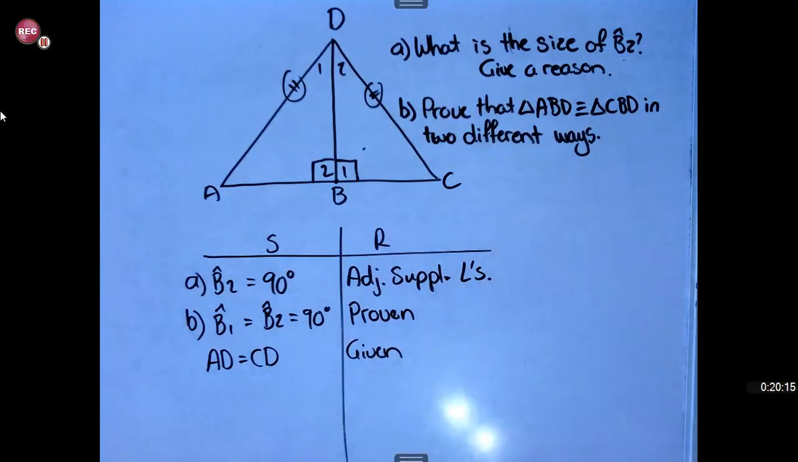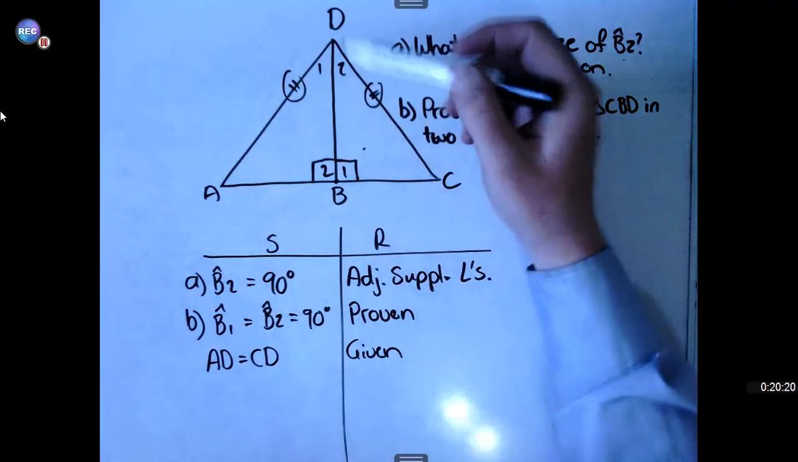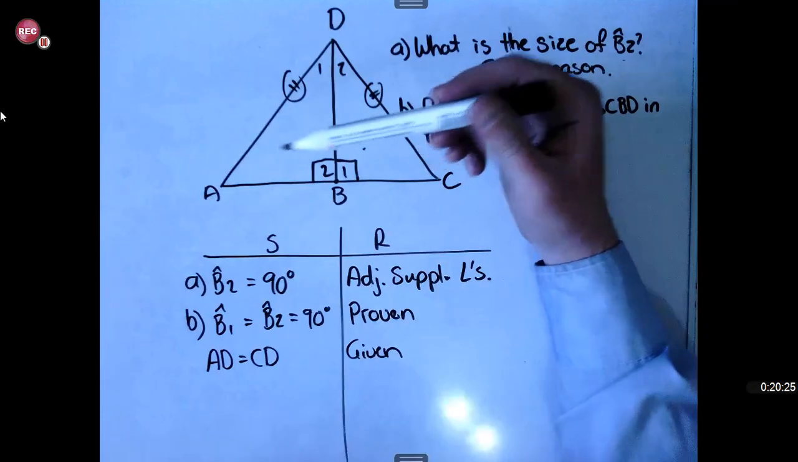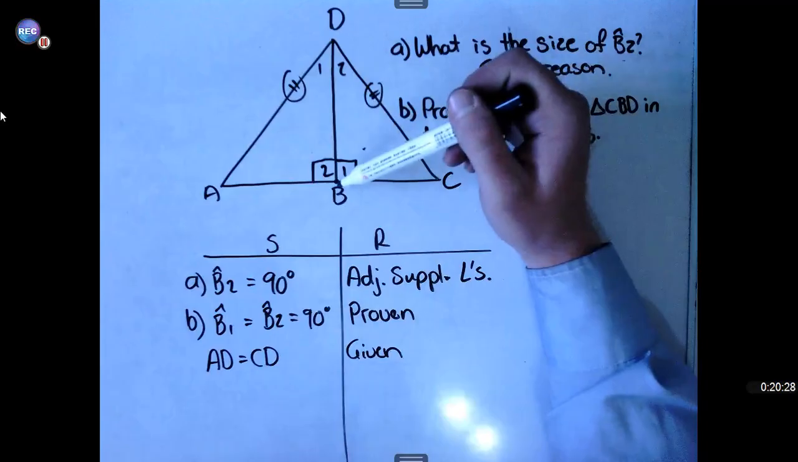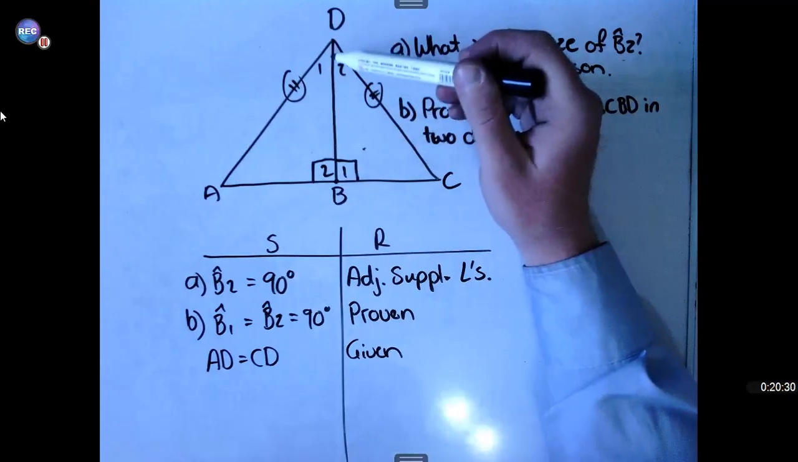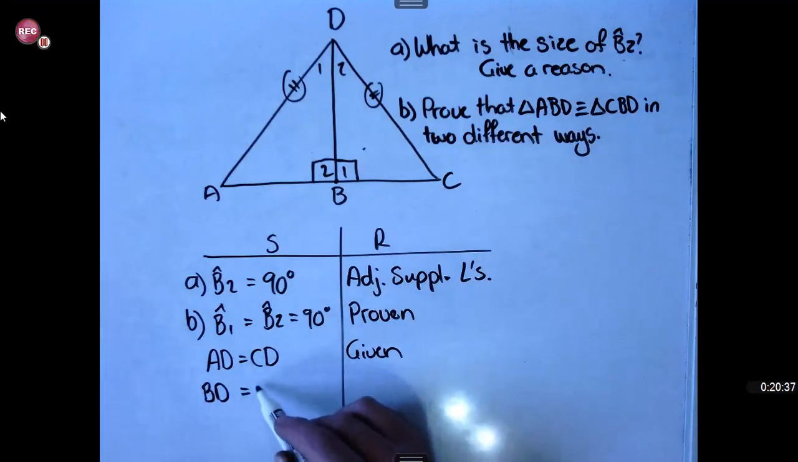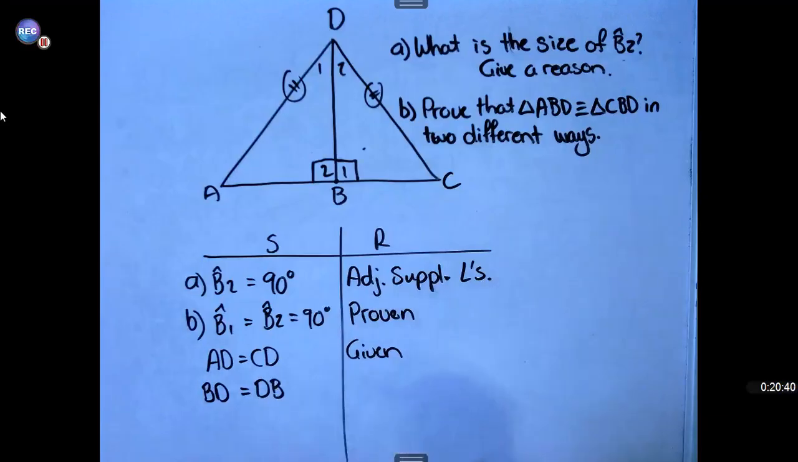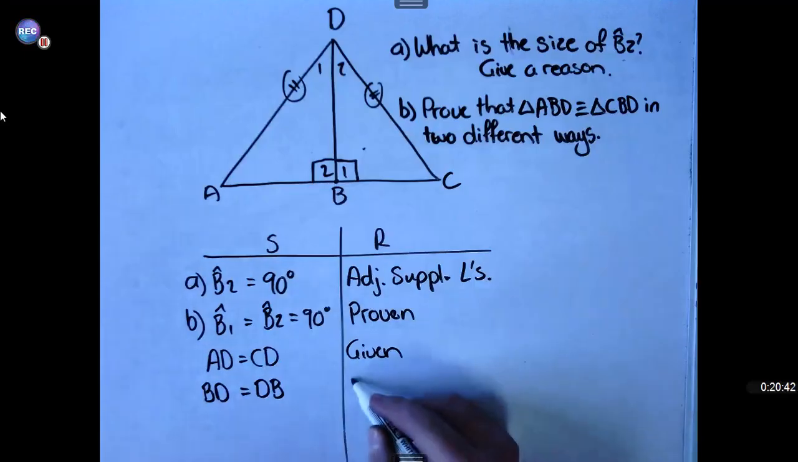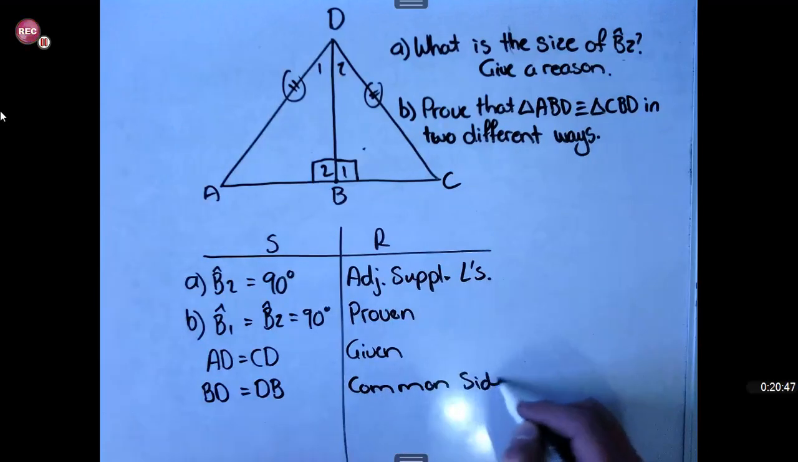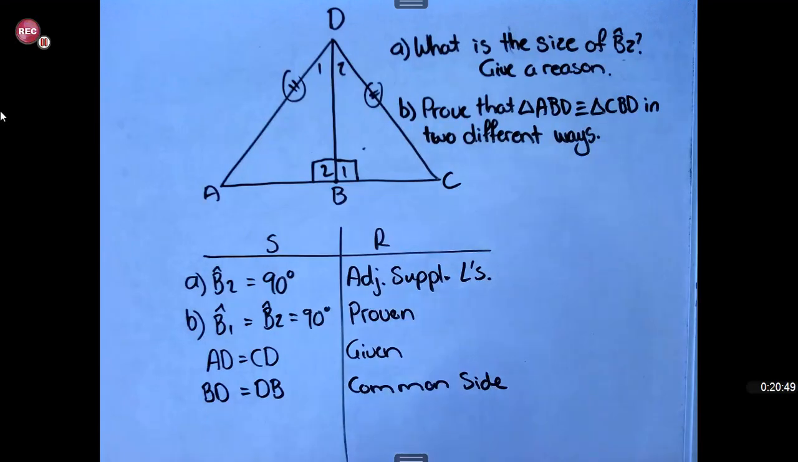And the only other side that you can use in the RHS method is side BD, because it's a common side. Remember in the previous question we also had a common side that we used. Now obviously this side for both triangles would be exactly the same length. So side BD is equal to side DB, and the reason for that is because it's a common side. And that's the only reason why they are equal to one another.